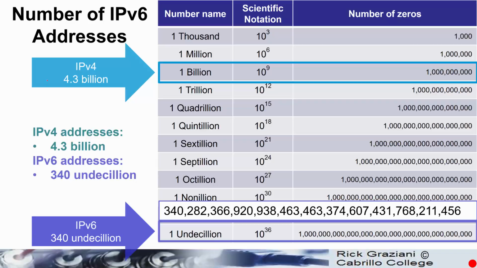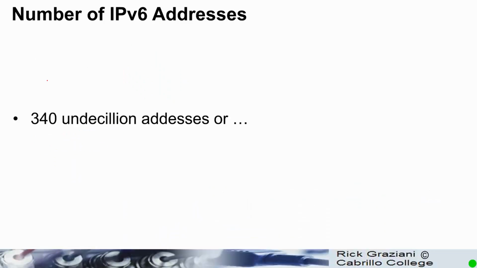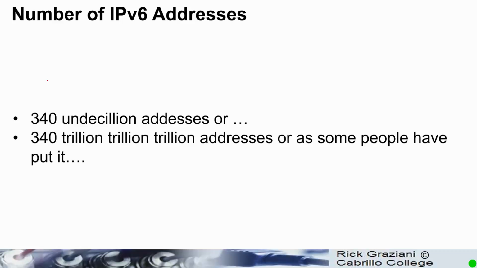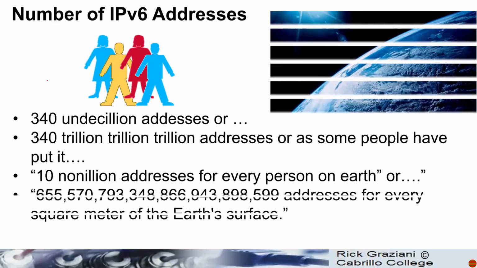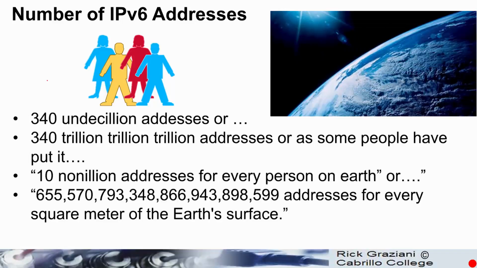340 undecillion addresses, that's a lot. Another way is 340 trillion trillion trillion addresses. Or 10 nonillion addresses for every person on Earth. You get the point here. There are a lot of addresses.